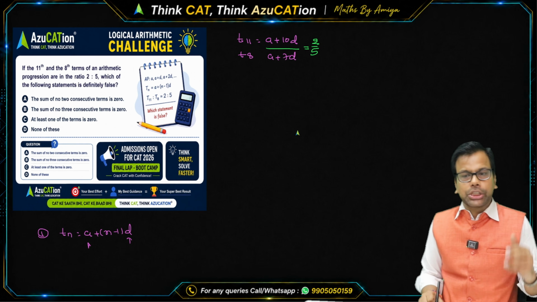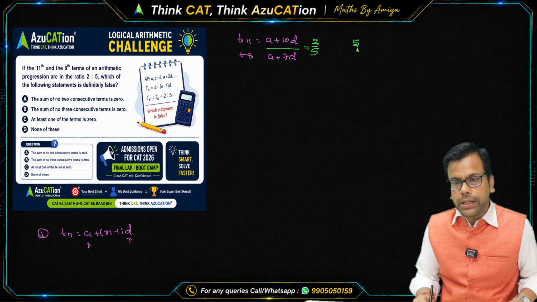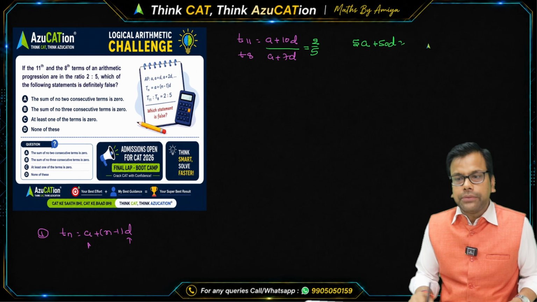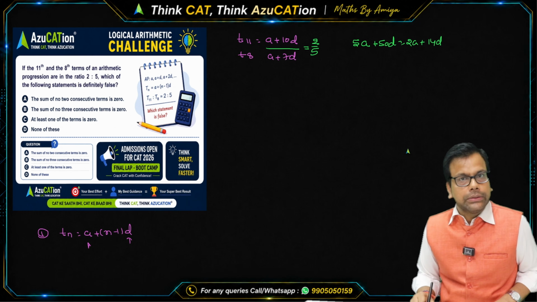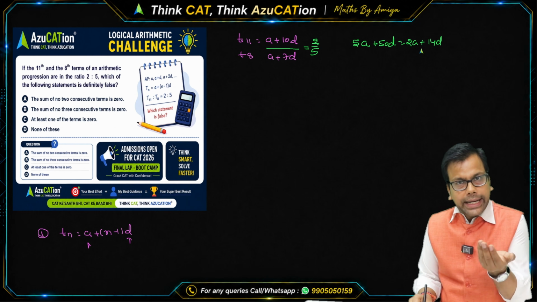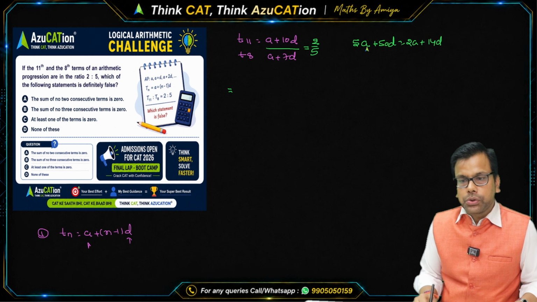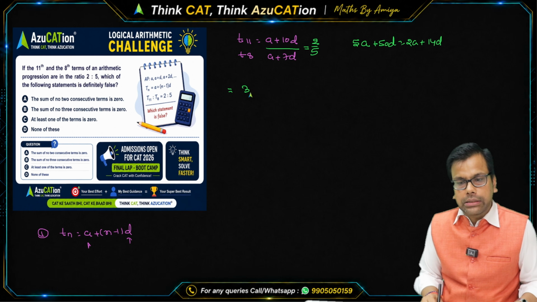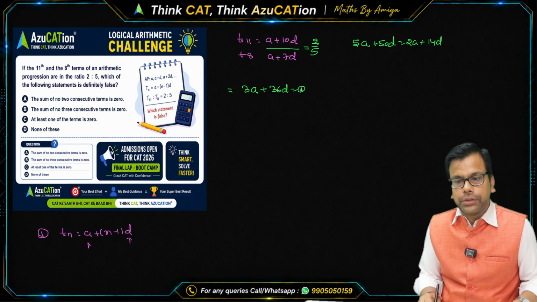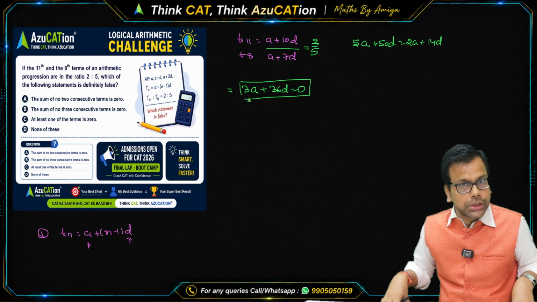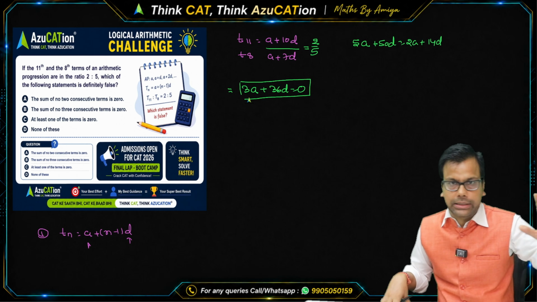Done. Let's cross multiply. When we cross multiply, we get 5a plus 50d, and here we have 2a plus 14d. Let's take everything to the left hand side. So 5a minus 2a is 3a, plus 50 minus 14 is 36d, which is equal to 0. This is an interesting outcome which is going to give you great things.